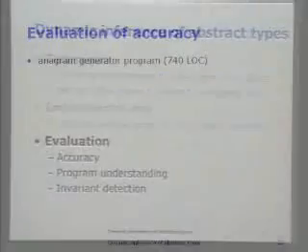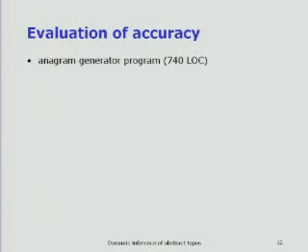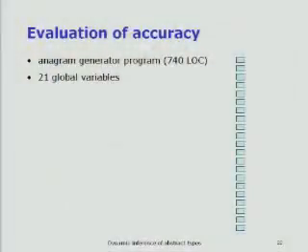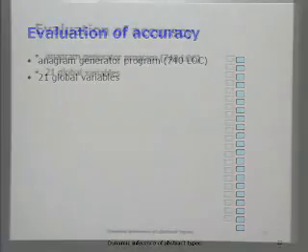So now I'll talk about the evaluation. We wanted to evaluate the accuracy of the system, and we took a relatively small program. The reason we took a small program is that we exhaustively analyzed it by hand, including doing a perfect omniscient pointer analysis by hand. There are 21 global variables in this anagram generator program, and I've put them all right here.